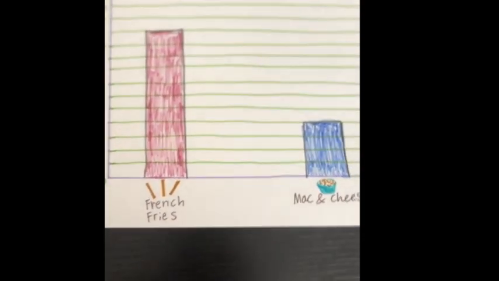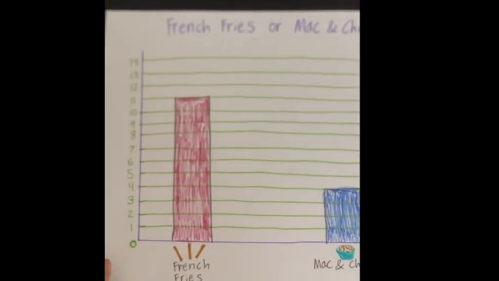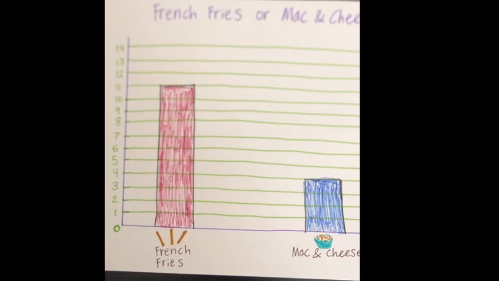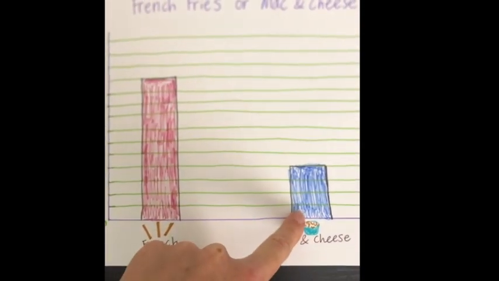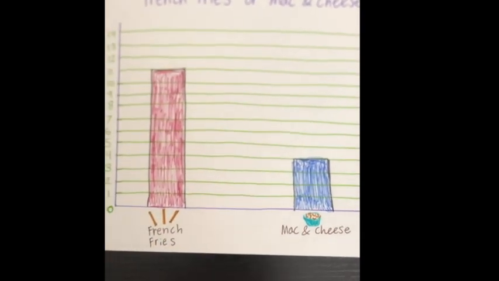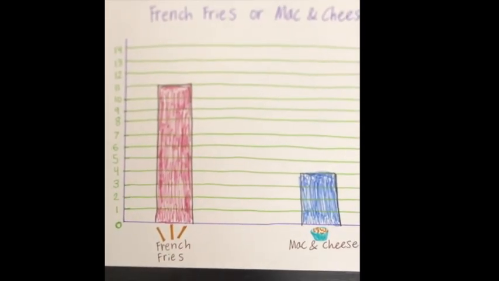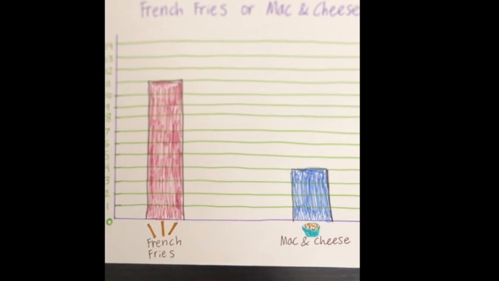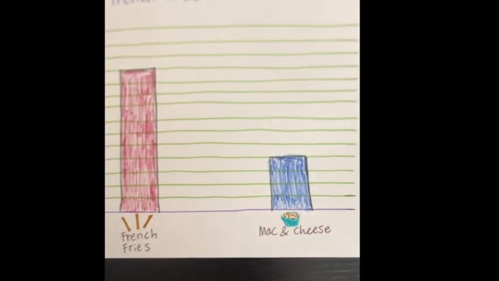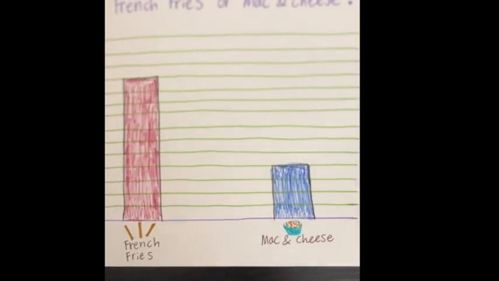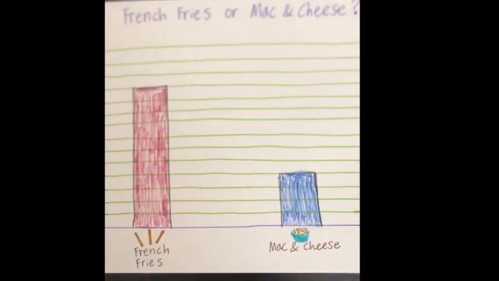Now we can use our bar graph to answer a few questions. So I want to know how many more people chose French fries than mac and cheese. That's a really tricky question. If you guys watched my video with my necklaces last week, I showed you a few different strategies to figure out the how many more question.